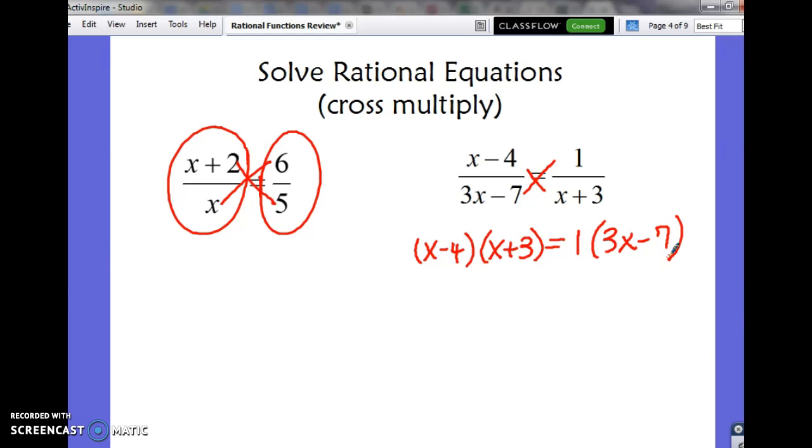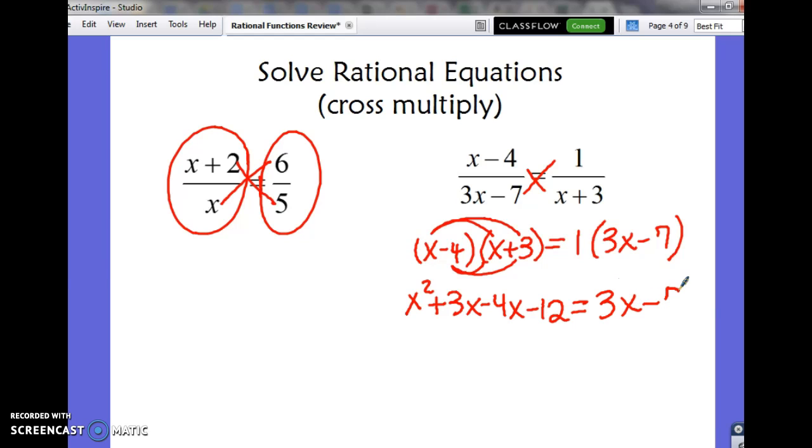And from there, you need to simplify, combine like terms, solve your equation. So we'll start by distributing or FOILing on the left-hand side of that equation. So we'll have x squared plus 3x. Then we'll have the minus 4x. And we'll have the minus 12. And on the right-hand side, we'll have 3x minus 7. We need to distribute the 1.